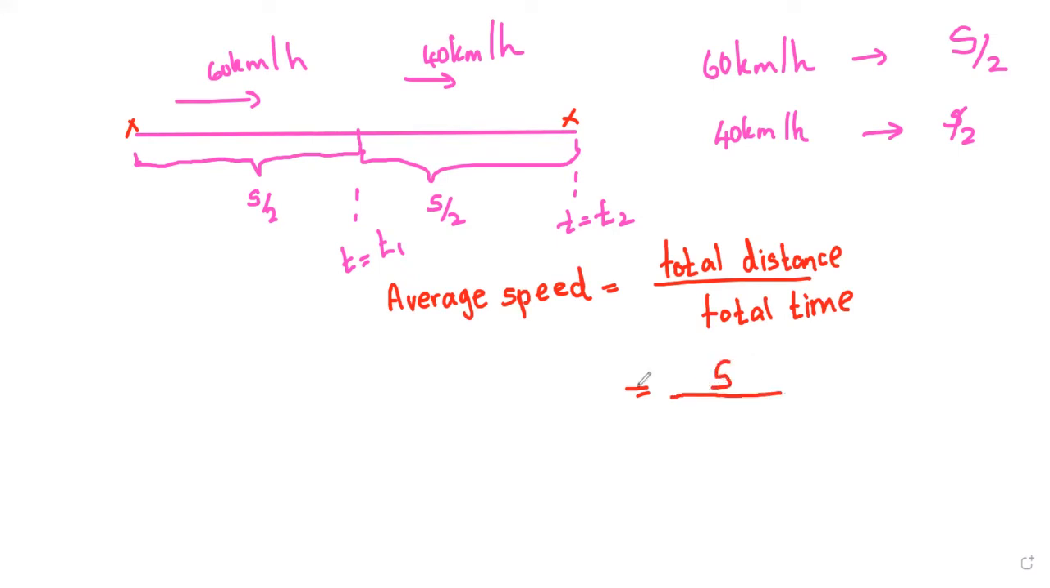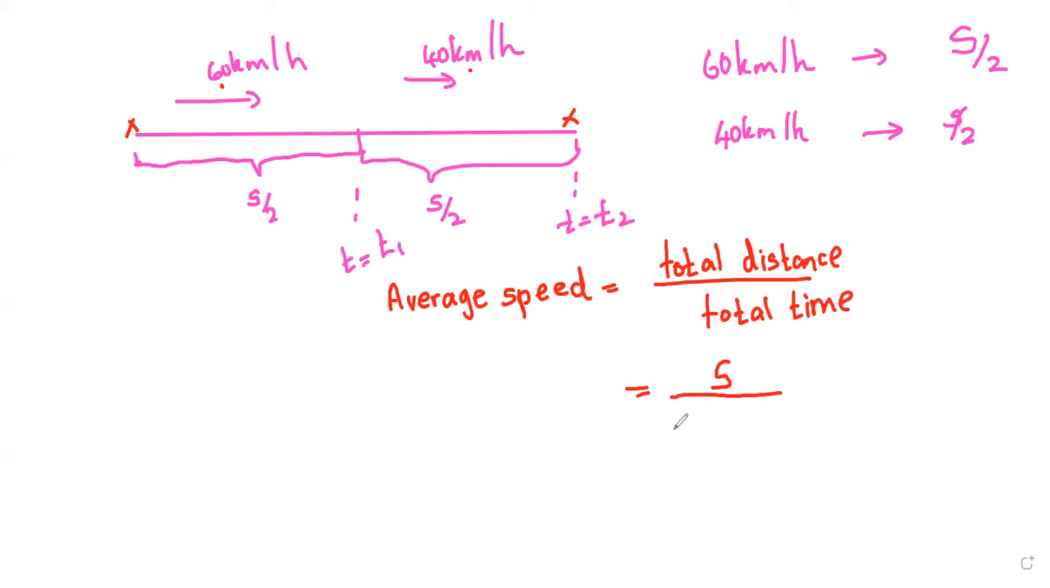So here comes the next question. We need to find the total time taken. But that's the catch. We don't know what the total time taken is. So how to find that? We need to use this 60 kilometer per hour and this 40 kilometer per hour, the data they have given. Otherwise, we can't complete this. Can you figure out the time interval taken for this S by 2, the first half distance, using this? Please pause the video and try it on your own.